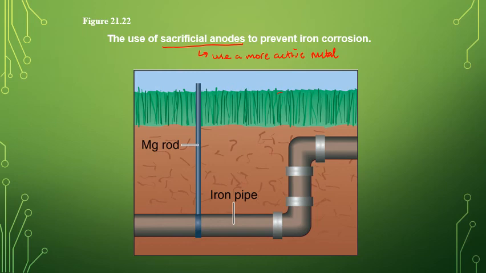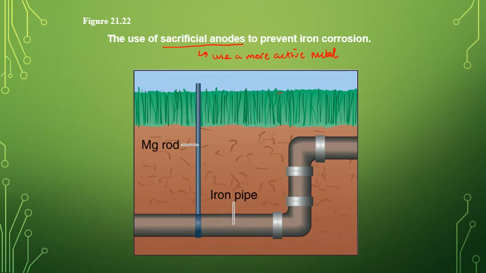The magnesium rod that they're using in this case for the pipes, the magnesium has a much larger oxidation potential, or much lower, more negative reduction potential than the iron has, and so it will be much more readily undergoing oxidation as a result.